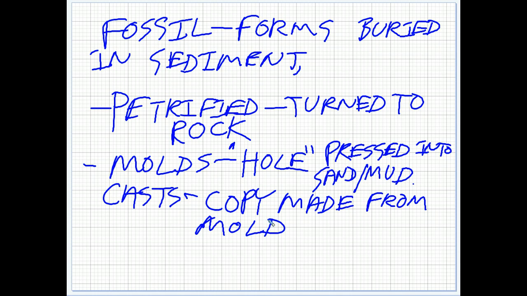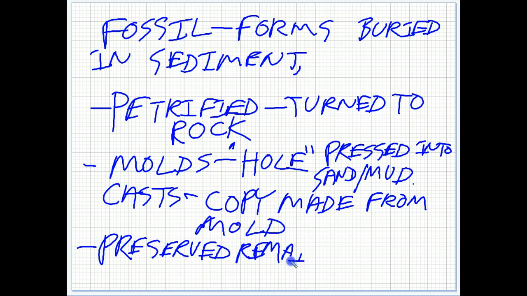So that creature is an exact copy, just like if you have ice cubes, the ice tray is the mold, the cast is the ice. And then finally we got preserved remains. Not too much to say about these, but usually the organism is preserved intact.